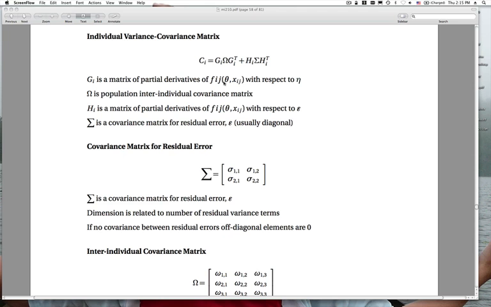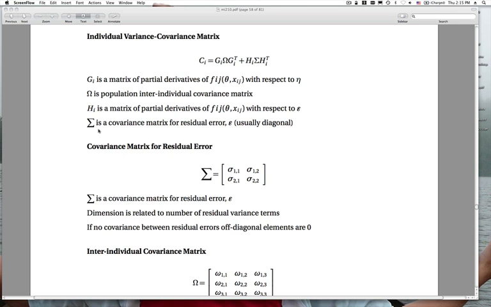H is the matrix of partial derivatives of the model prediction with respect to epsilon. And so this describes the impact across the concentration time profile of the residual error. And as we said, in cases where that residual error is non-constant, proportional or exponential, there's going to be a different impact at different points of the concentration time profile.